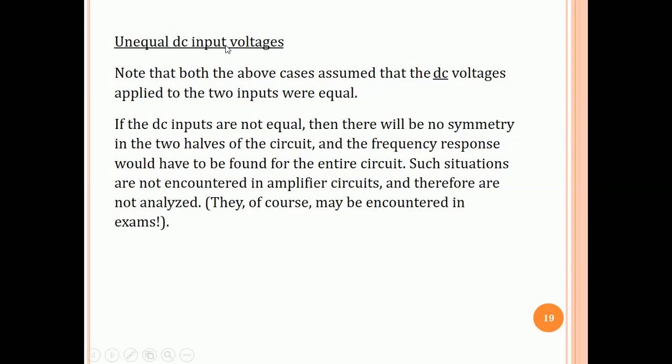So one doesn't encounter unequal DC input voltages in practical circuits, and therefore this case is never discussed. You won't find a textbook that discusses this case because it is practically irrelevant. Of course, you may encounter such a case in exams because it makes a nice challenging problem to analyze.